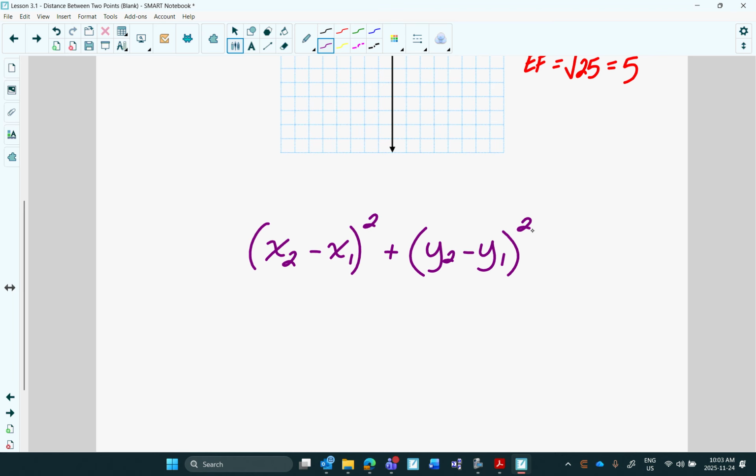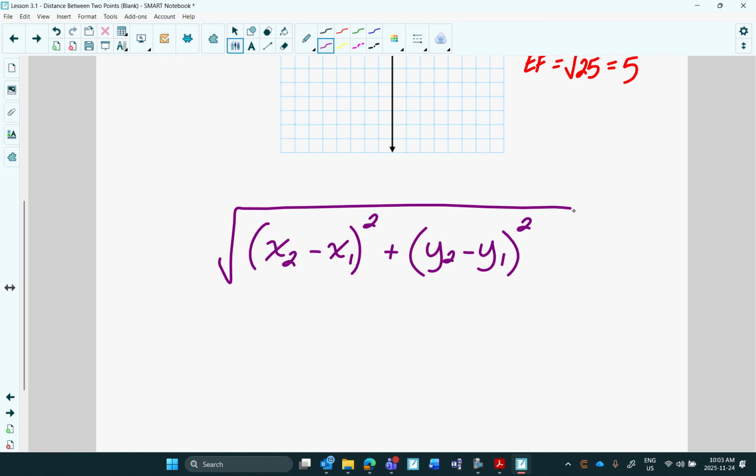And that gave me the hypotenuse squared, right? So if that's squared, how do I find just the hypotenuse? I got to square root this whole thing. And that is the distance formula.